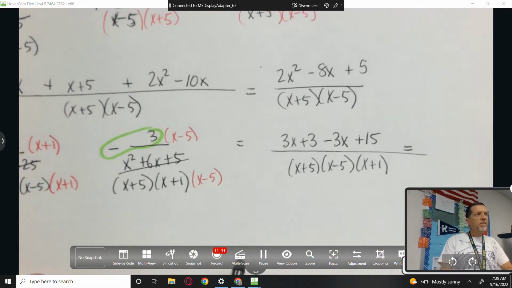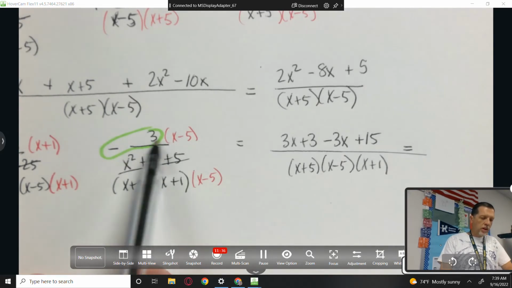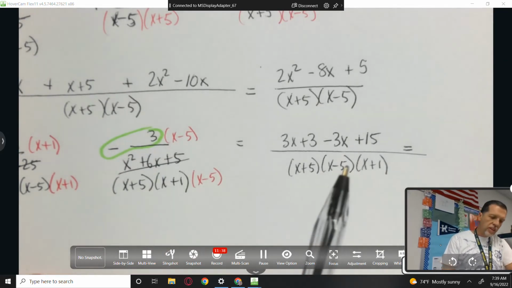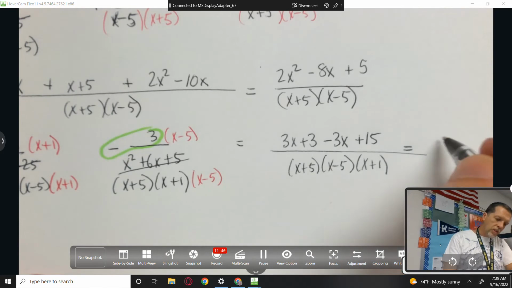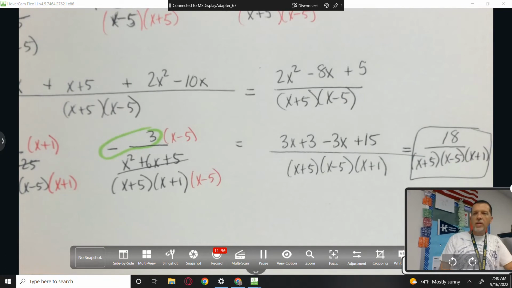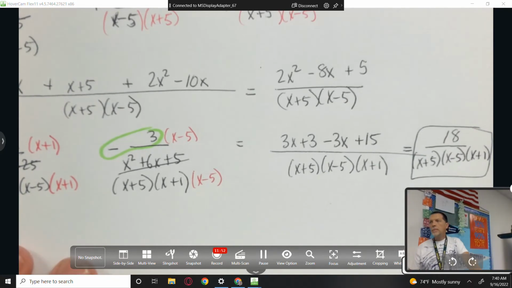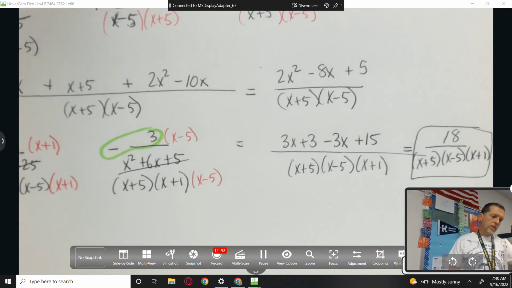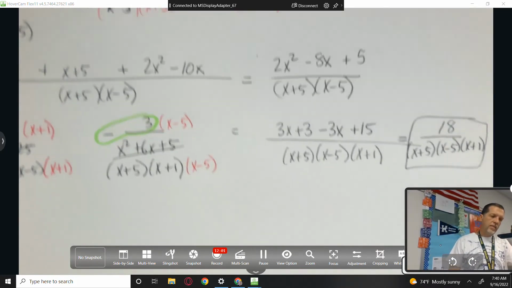You good, Luke? Yeah, I see. So that negative goes with the 3, and then when we distribute it becomes a plus 15. The 3x's cancel, and that leaves us with 18 over all of the snacks in the back seat: x plus 5, x minus 5, x plus 1. So get all the kids equaled out, and then add the numerators. That's for adding fractions.